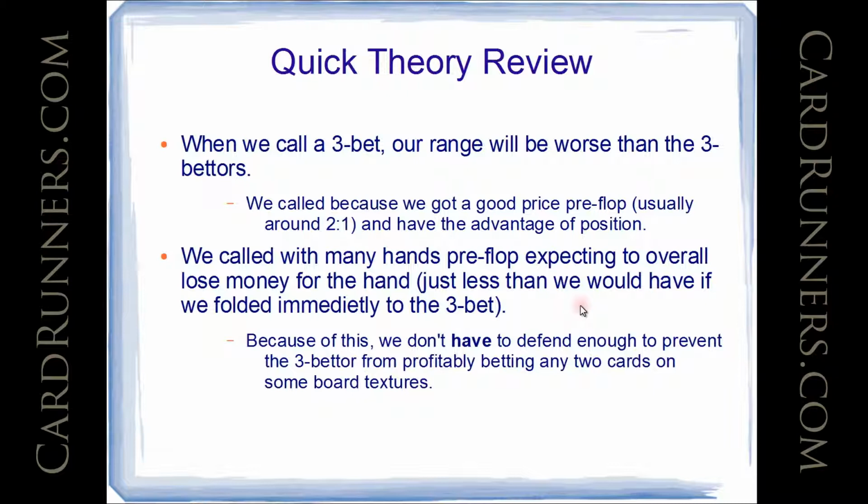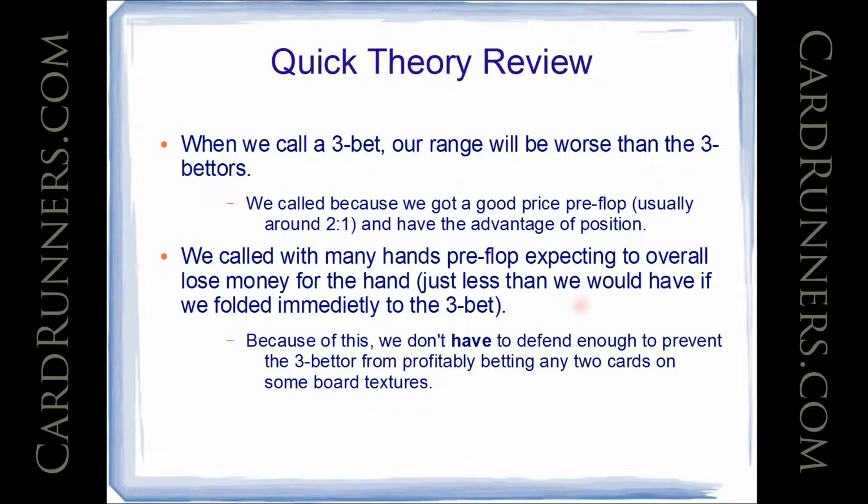Because of this, we don't have to defend enough to prevent the 3-better from profitably betting any two cards on some board textures. So this is very similar to a spot where the button opens and the big blind calls, and in that spot, which happens all the time, you're probably very used to the big blind almost always checking, if not literally always checking, then the button betting at a pretty high frequency and the big blind folding often enough that the button can profitably bet any two cards. That makes sense there because the button opens, gives the big blind a really cheap price, so the big blind calls with a weak range, which results in him check folding a lot.